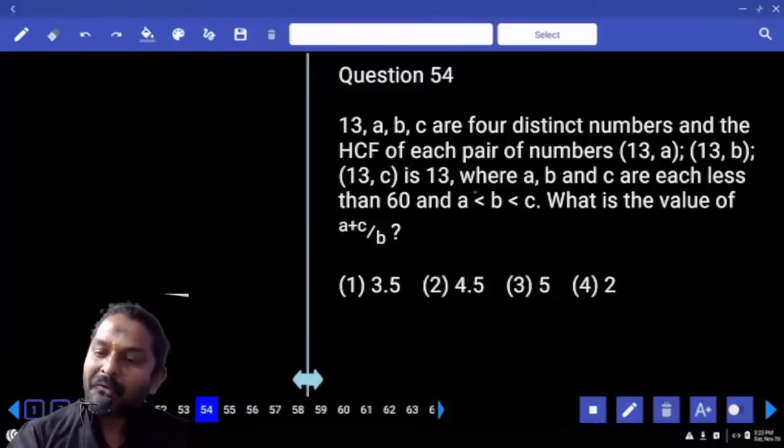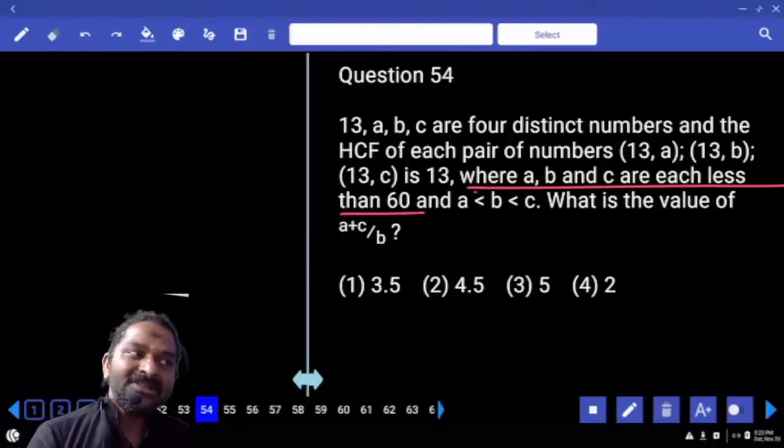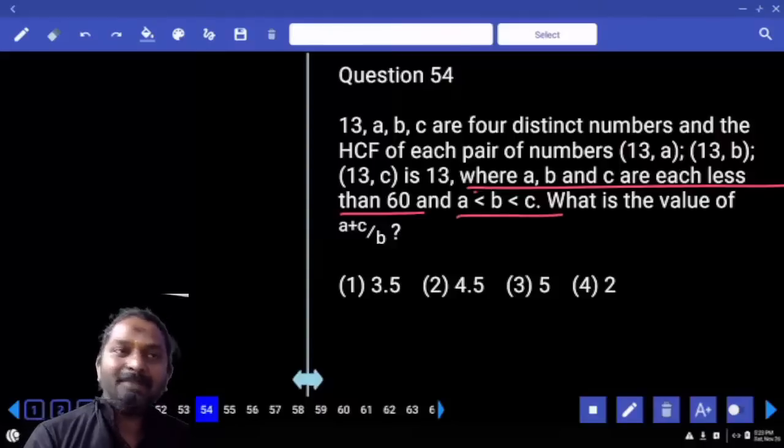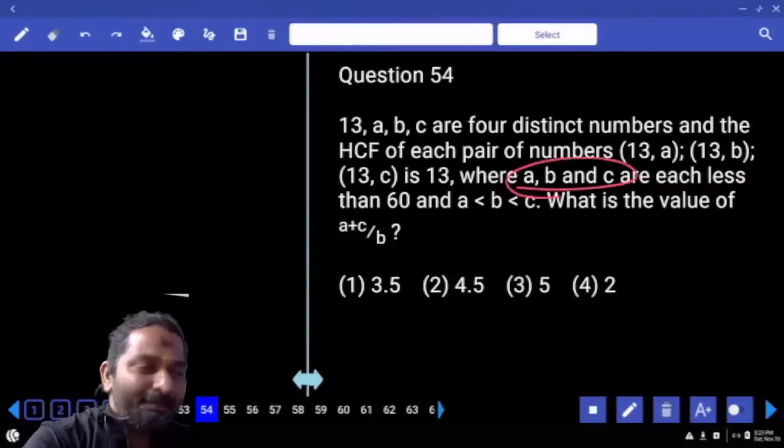Okay, continue. Where A, B, C are each less than 60 and A less than B less than C. You all just now concluded A, B, C.